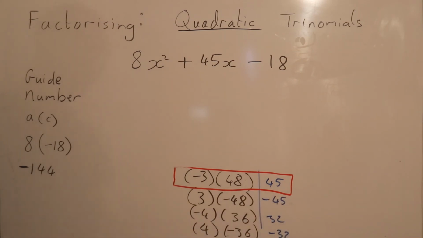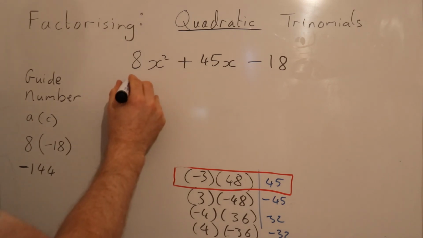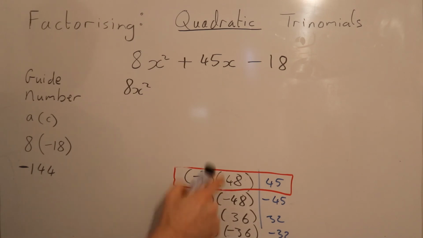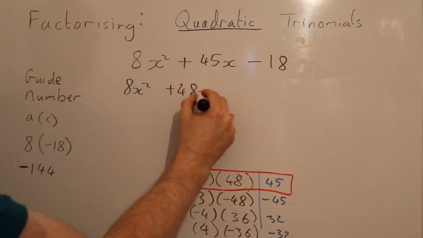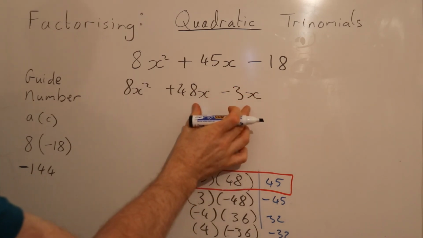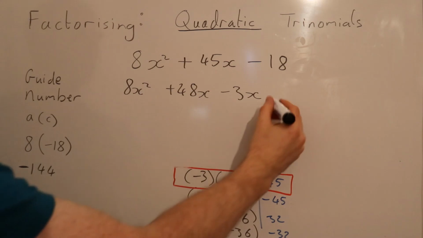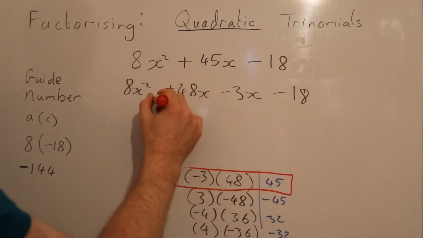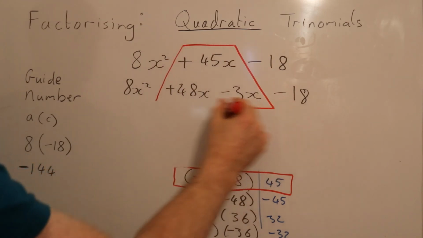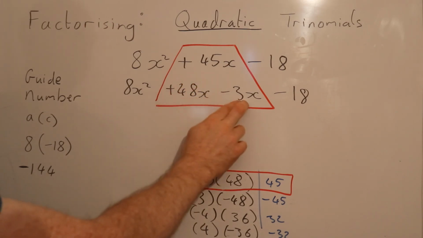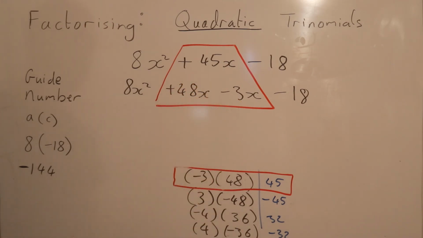So leaving this on screen for a moment, we're just going to see our substitution. We'll still have 8x squared, but instead of 45x, I'm going to have 48x, that's a plus 48, and a minus 3. Those two together give me plus 45x. I still have the minus 18. So we have done a substitution. We have replaced plus 45x with the two of these. Now they're equal, so that's a fair substitution.